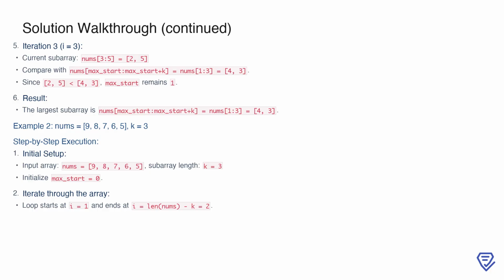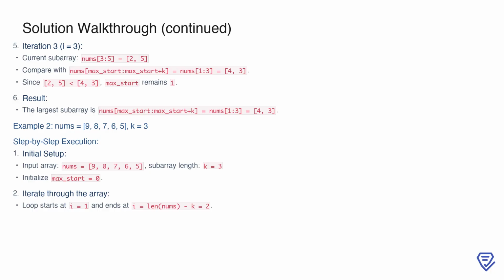Now, let's examine a second example with a different input, nums equals [9, 8, 7, 6, 5], and k equals 3. Here, we initialize max_start to 0 again, and the loop will run from i equals 1 to i equals 2, since the last valid subarray starts at len(nums) - k, which equals 2. In the first iteration, where i equals 1, the current subarray is [8, 7, 6].